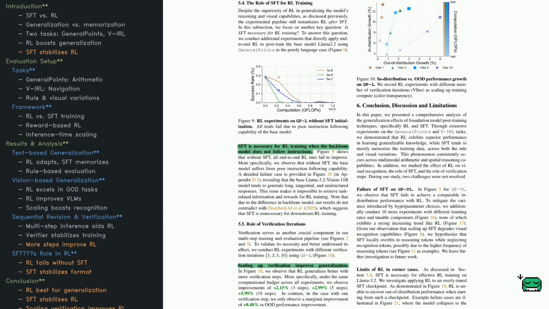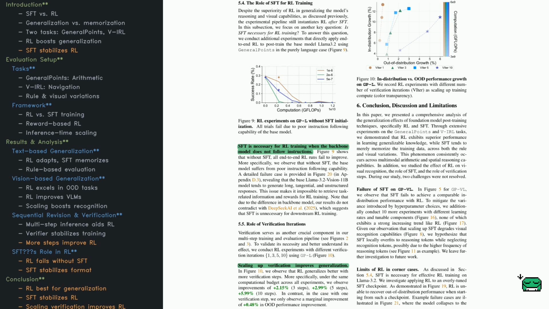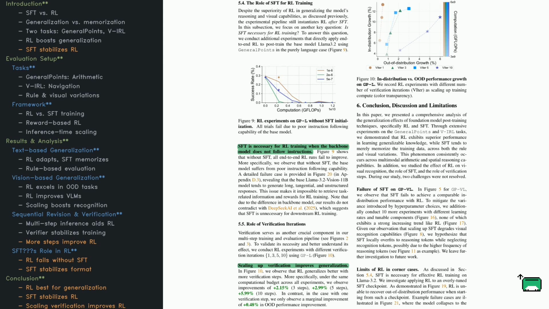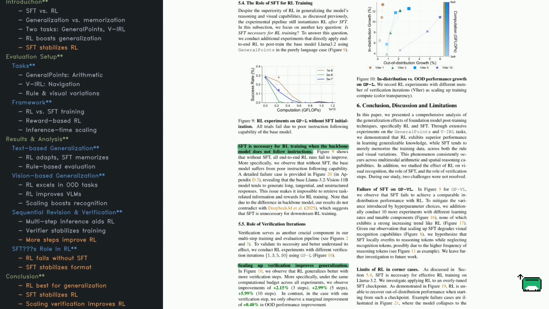Figure 10 shifts focus to another key factor: verification iterations. The graph compares how models improve with different numbers of verification steps. The trend is obvious. More verification steps lead to better out-of-distribution performance. Under the same computational budget, models trained with more verification steps show significant improvements in both in-distribution and OOD settings.